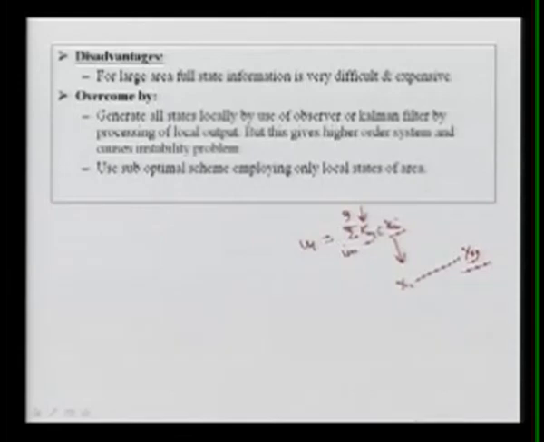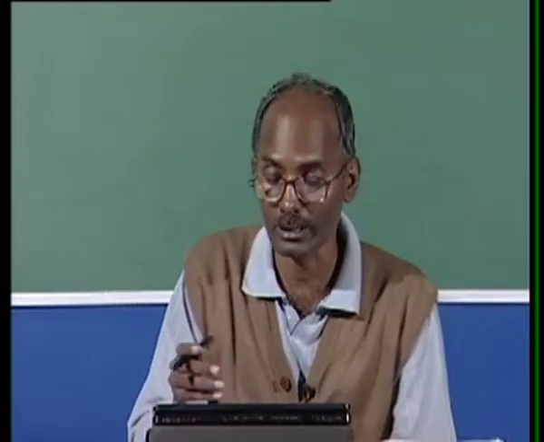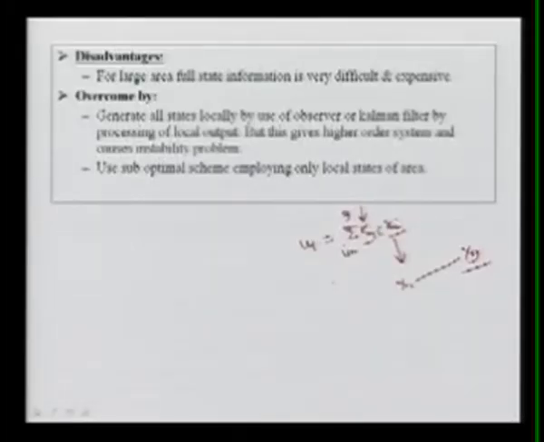Now what is happening, we are designing another Kalman filter, so again some states will be included, and that may cause instability of the system, which is again very dangerous. Or what we can do is use a suboptimal scheme using only the local states of that area.